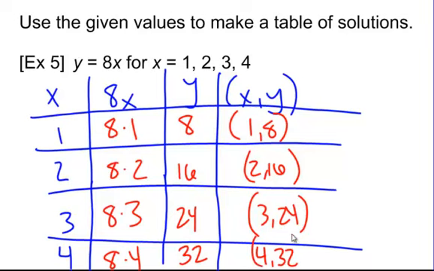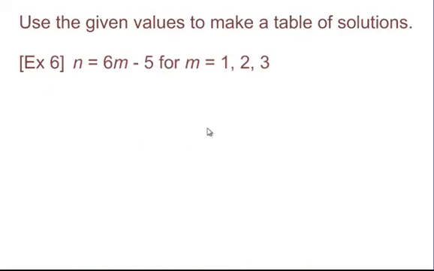Now all I did is I know my x's, so I made an x column. I know what my equation is, or my function you could call it, so I made that column. Then I knew I was going to get a y in return, so I made a y column, whatever my answer was going to be, and then I put them in ordered pairs. I took my x here and my y here, and I made them into ordered pairs. So that's all we're doing here. So try it for number 6.